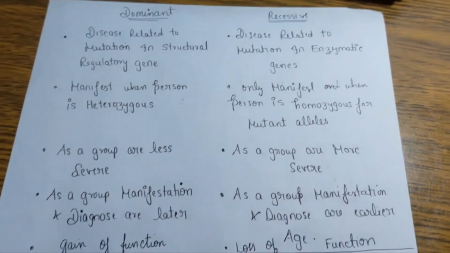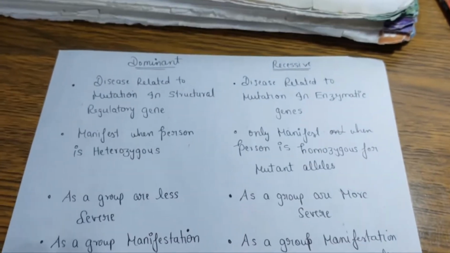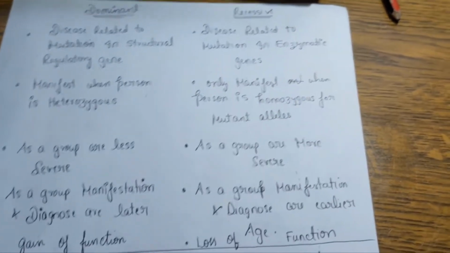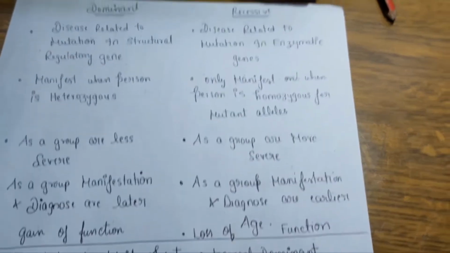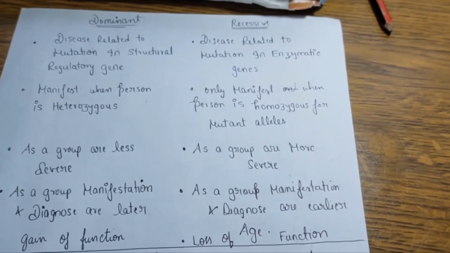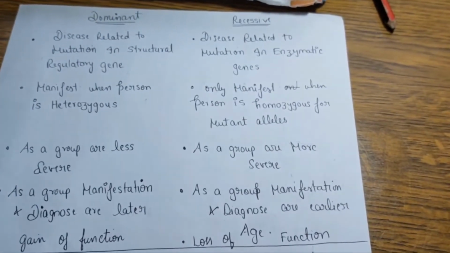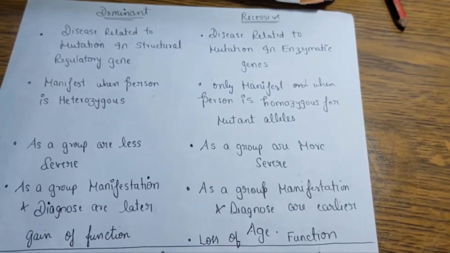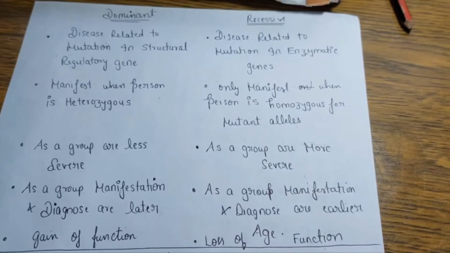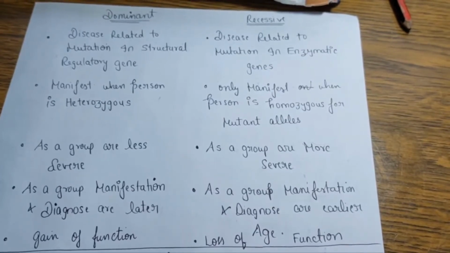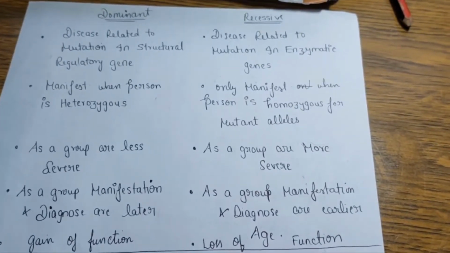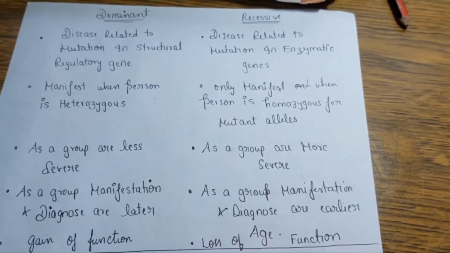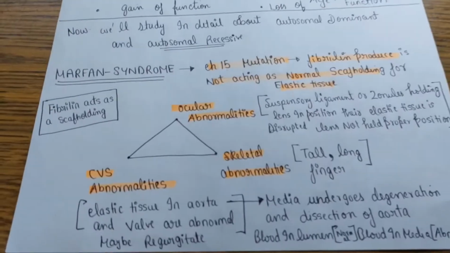The next point of difference between dominant and recessive disease is that as a group, dominant diseases are less severe as compared to recessive disorders, and also the manifestation of dominant disease and their diagnosis are at a later stage of age, whereas recessive disorders are manifested earlier and are diagnosed earlier in the life of the person. And dominant diseases are mostly gain of function mutations, whereas recessive disorders are mostly loss of function mutations.